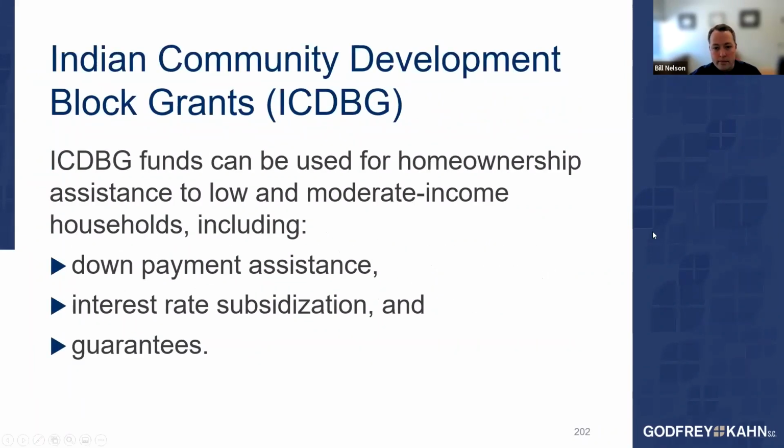There. Many tribes may be familiar with the ICDBG, and some tribes file successful applications pretty regularly. Most often, though, these are for infrastructure, public use buildings, and housing rehab projects. It's less well known that this program and its funds can be used for home ownership assistance to low and moderate income households. And that again is defined as individuals with income not exceeding 80% of AMI.